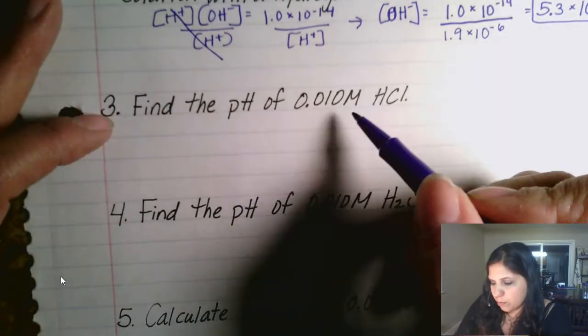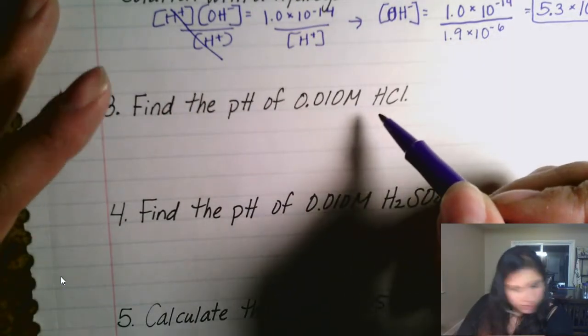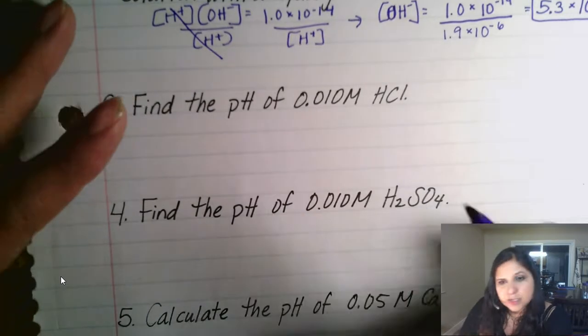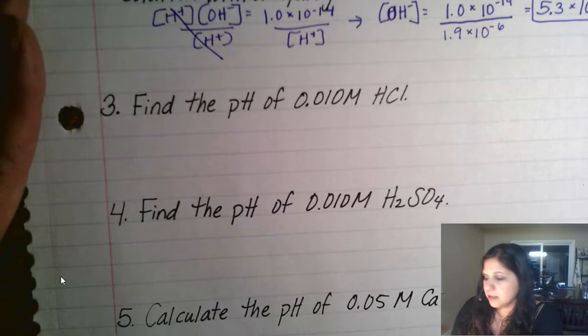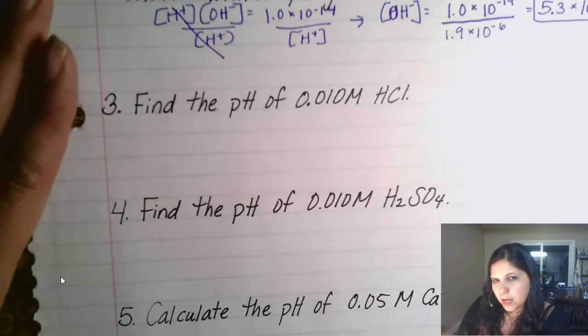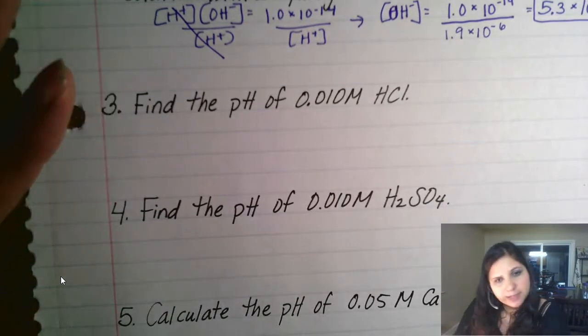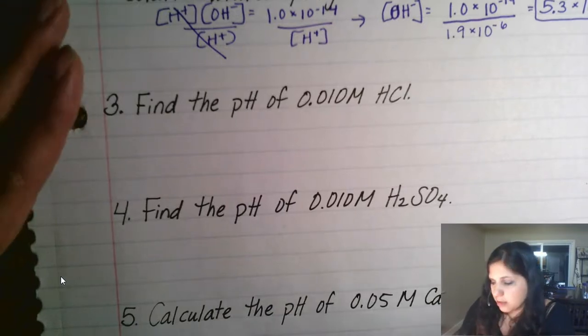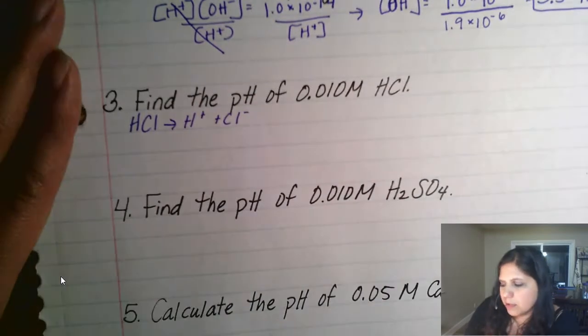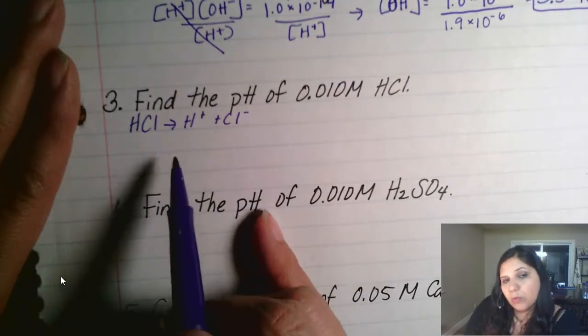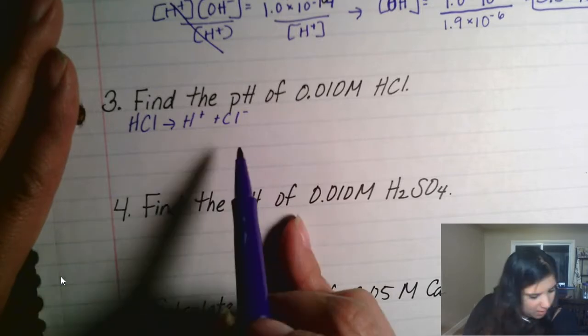So what we have to do with that is figure out what HCl is going to give up. Is it going to give up hydrogen ions? Is it going to give up hydroxide ions? Well, HCl starts with a hydrogen, so that means it's an acid. Acids are hydrogen ion donors. So let's see what that dissociates into. HCl is going to break up into hydrogen and chlorine. So for every one HCl, I will get one H plus and one Cl minus.